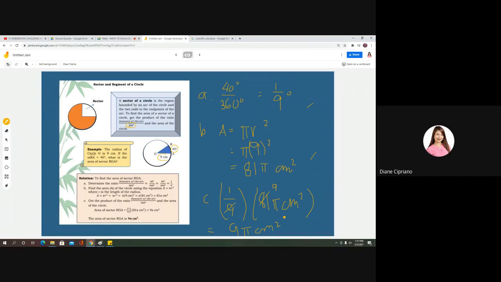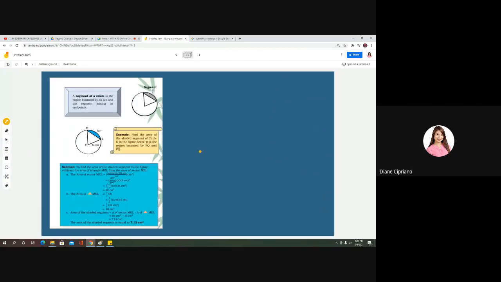So the definition of the segment of a circle is the region bounded by an arc and the segment joining its endpoints. So this is the example of the segment, the shaded part. So let's try to answer this example number 2. Given that the arc ML is equal to 80 degrees, and then the other given is 6 centimeter. So in finding the area of the sector MEL, you have here 80.